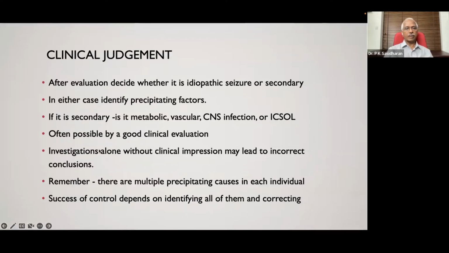You don't need many investigations. Investigations alone without a clinical impression may lead to incorrect conclusions. Remember always that there are multiple precipitating causes in each individual with seizures. This is the most important point to keep in mind. And the success of control depends on identifying all of them and correcting all of them.